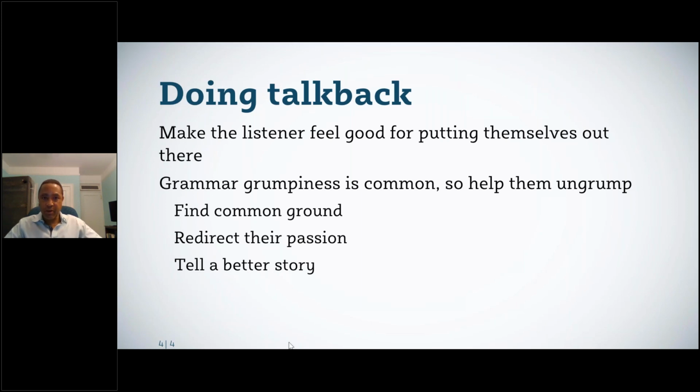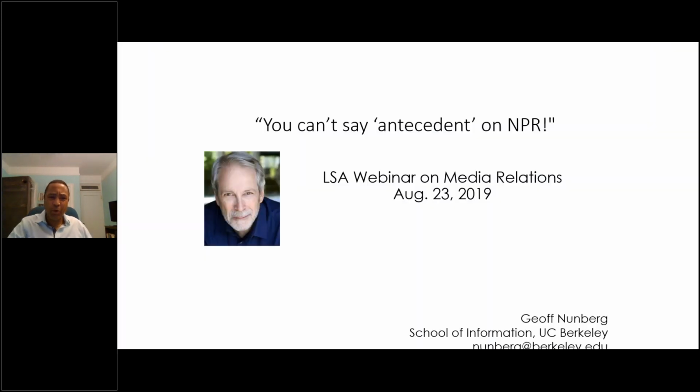And that would be Geoff Nunberg. And I think most of you know who he is. He doesn't need an introduction, but I'm going to give him one anyway. Geoff, if we're going to be technical, is working right now at Berkeley's School of Information, but I think he's more familiar in this realm for the pieces that he's been doing for Fresh Air for decades.